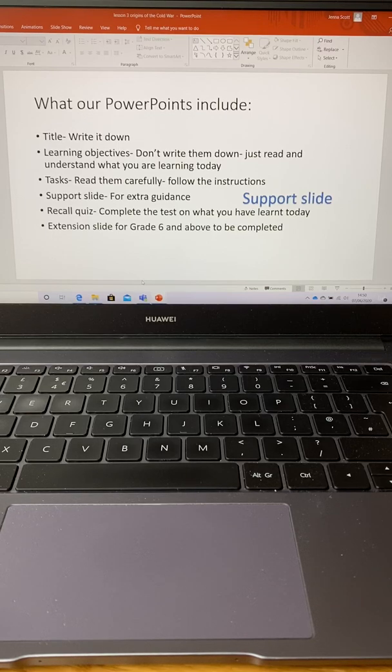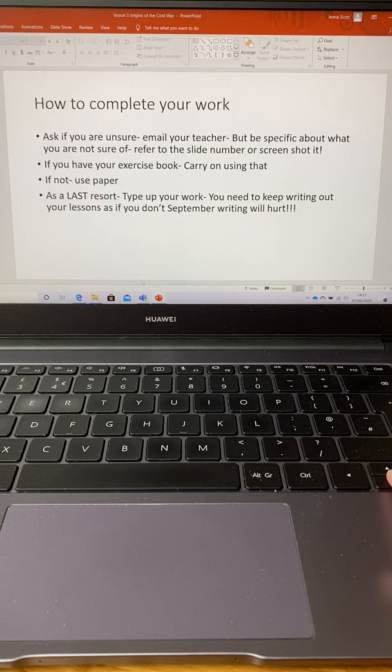This lesson is for Year 9 for the week beginning the 8th of June. This is lesson 3. Again, just a little bit of a reminder about what is in this PowerPoint. So make sure you understand what you should be doing, what the task is. Remember, you only need to do writing when it says the word task. And again, if you're not sure about anything, let us know.